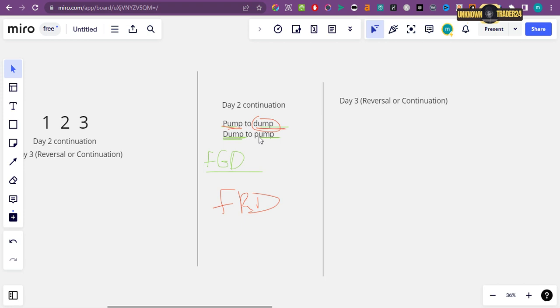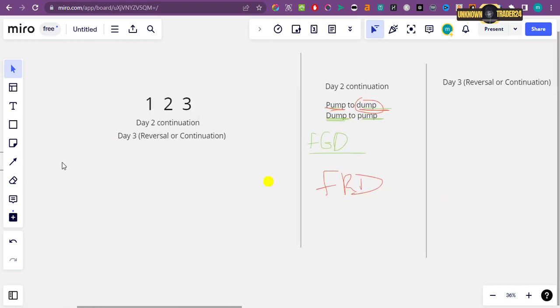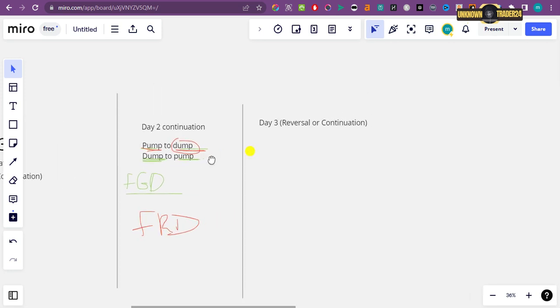Only that's a setup, because already we have a directional bias from these breakouts. We know the direction we are willing to go, or the direction we are expecting them to go. Are they always gonna go through in that direction? No, most of the time they will. So now you need the setups, and these are the setups. Either for day 3 reversal or continuation, we are looking for a pump to dump or dump to pump.